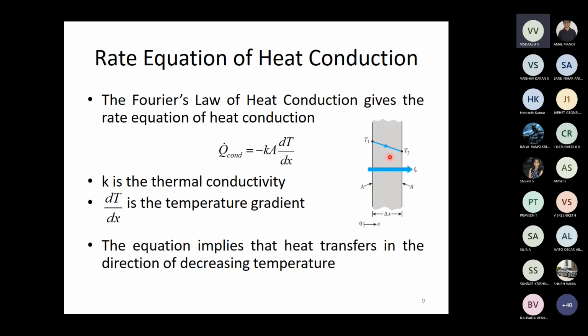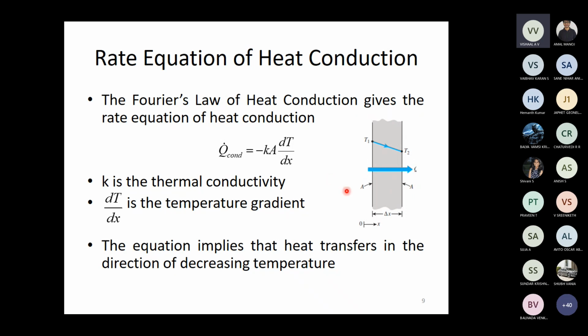So there is a temperature difference. T1 minus T2 is the temperature difference, and this temperature difference is taking place across a certain thickness, which is delta X. So change in the temperature divided by the change in the thickness is called the thermal gradient. These things are used in the equation. A is the surface area of one side, and in this particular example, both surfaces have the same area on both sides.